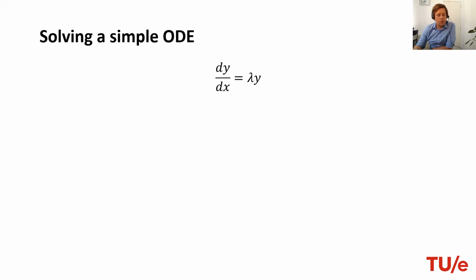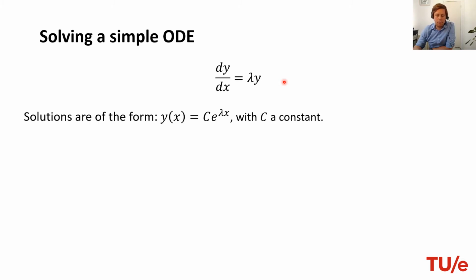Let's now turn to a rather simple ordinary differential equation. This differential equation, which is also sometimes called the test equation, reads as follows. We have a function y, and this ODE tells us that the derivative of the function y with respect to its argument x is equal to lambda, which is a constant, multiplied with the function y itself.